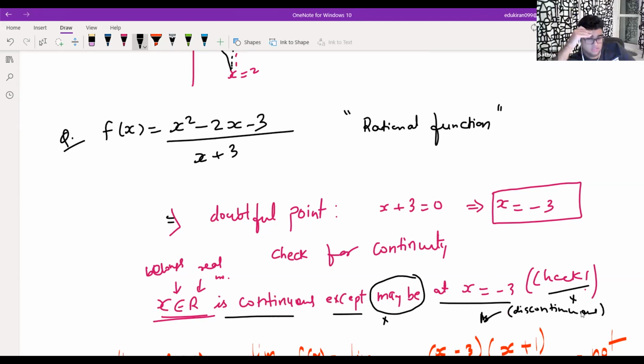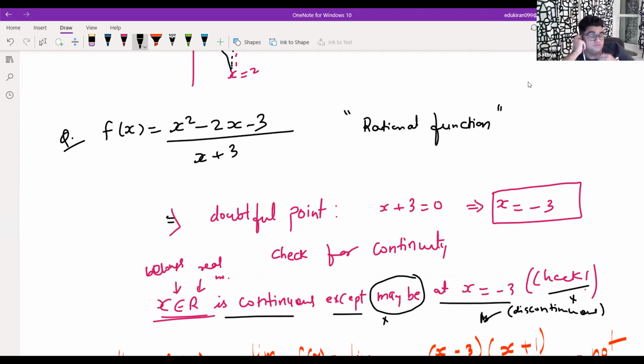Yes, sir. So doubtful point means like a point to check. Okay. So these points are for continuity. So if there is no points, there is discontinuity. It is only one point, x is -3, where it is discontinuous. That is the doubtful point, and we checked at the doubtful point, it is discontinuous. So at all the points it is continuous except at x is equal to -3.